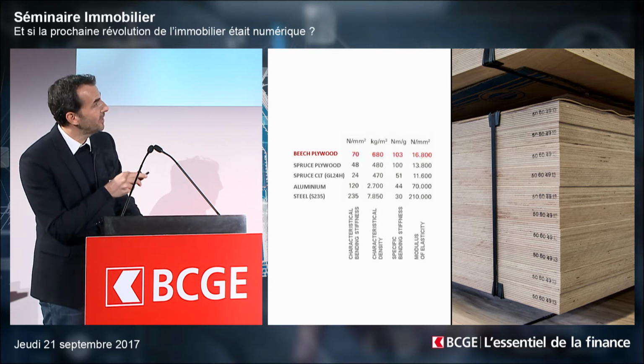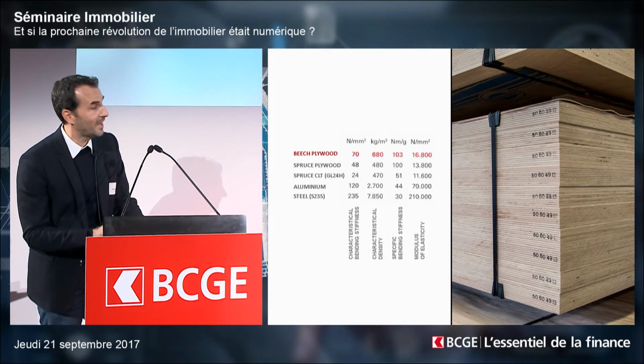It's interesting, if you look at it, beech plywood actually has 25% better mechanical properties than our regular construction woods. But it also has a challenge, and that is that, as you may know, hardwoods have the tendency to react with moisture more dramatically, so they tend to deform.